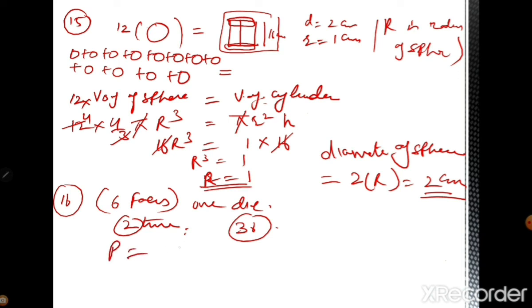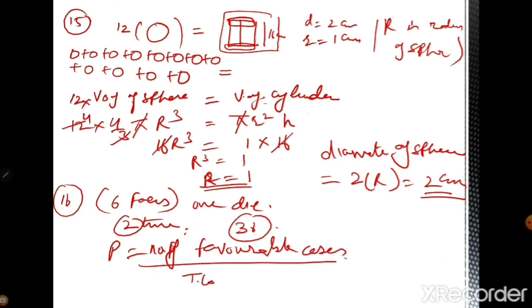So whenever you are doing probability, there is one formula. Probability is the number of favorable cases upon the total number of cases. So first of all, we'll write the total number of cases. Total number of cases is what? 36, because we are throwing dice twice.